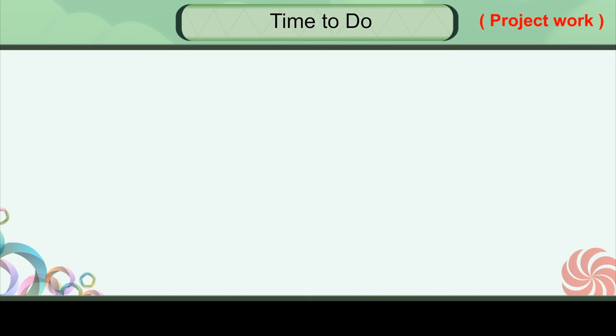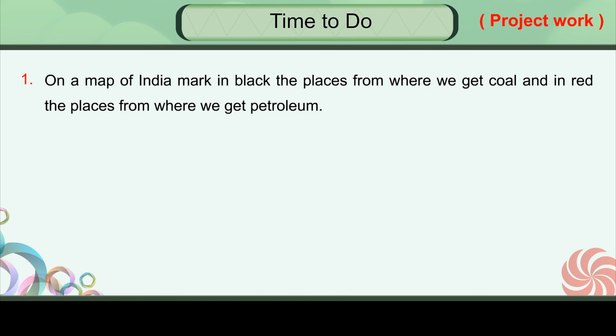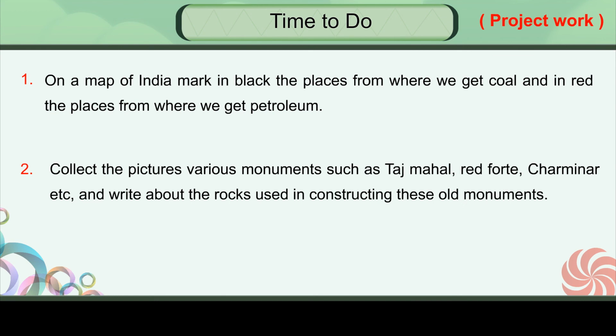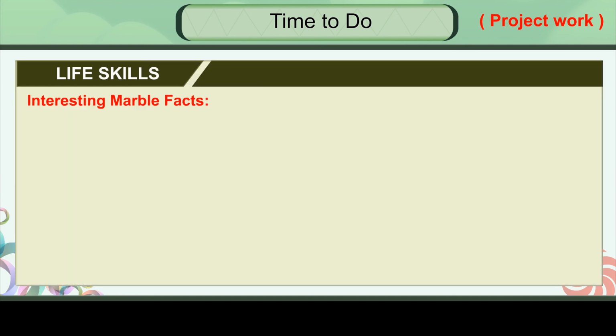Time to do. Project work. For formative assessment: on a map of India, mark in black the places from where we get coal and in red the places from where we get petroleum. Collect pictures of various monuments such as Taj Mahal, Red Fort, Charminar, etc. and write about the rocks used in constructing these old monuments.